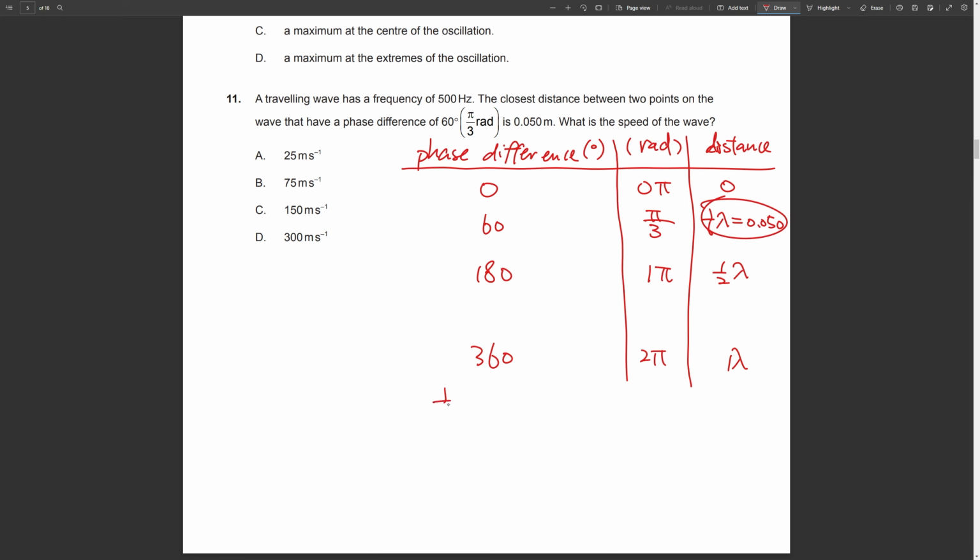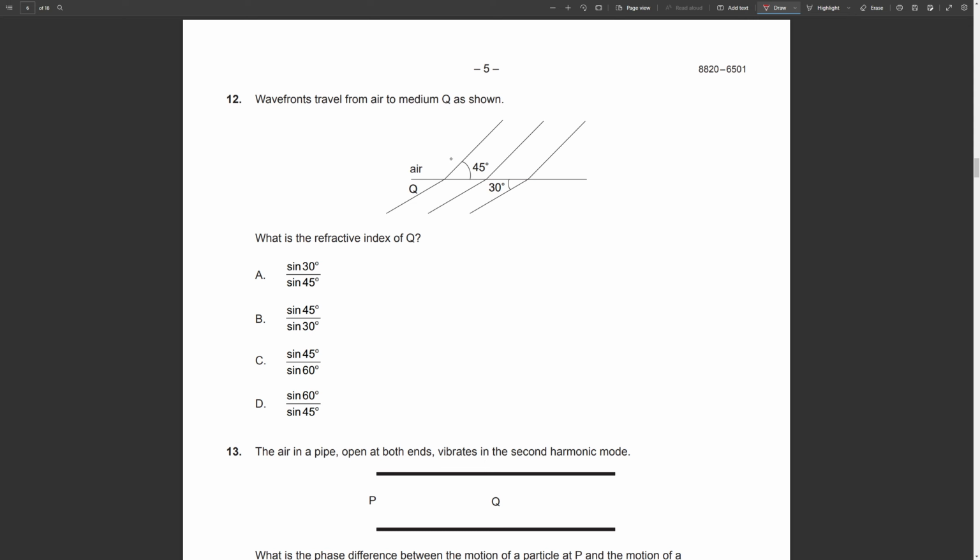To continue, we build up an equation over here. It's 0.050 meter, therefore lambda is 0.30 meter. Having the lambda, we can get the speed of the wave using v equals f lambda. Frequency is 500 and the wavelength is 0.3. Therefore, the speed of the wave is 150 meter per second. The answer is C. Question 12.